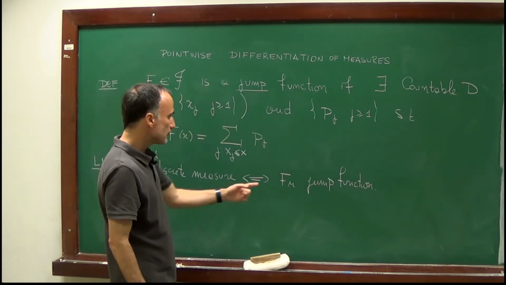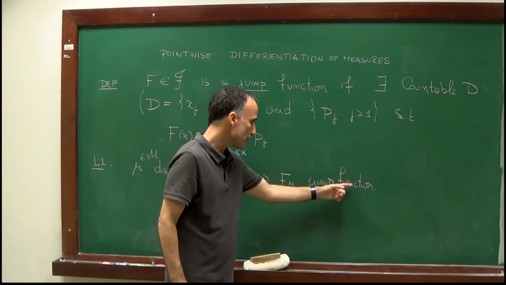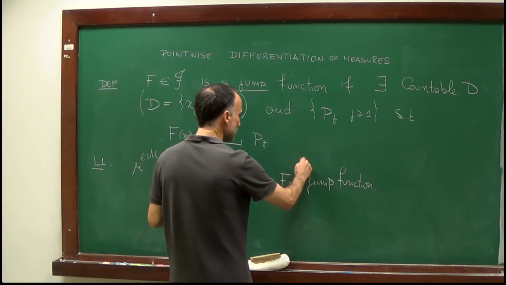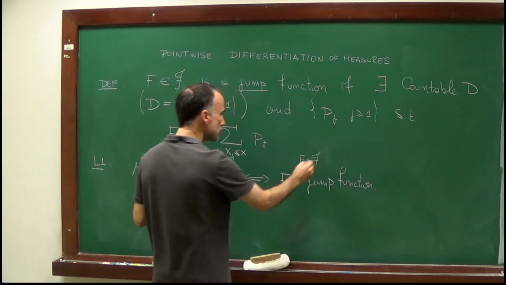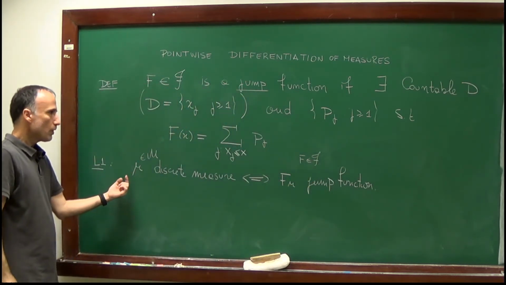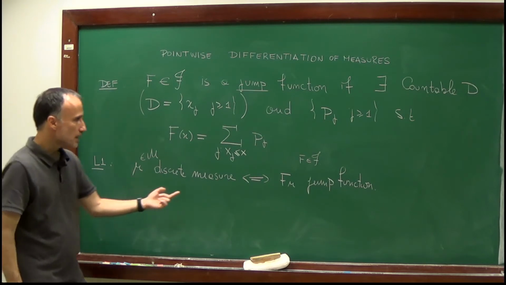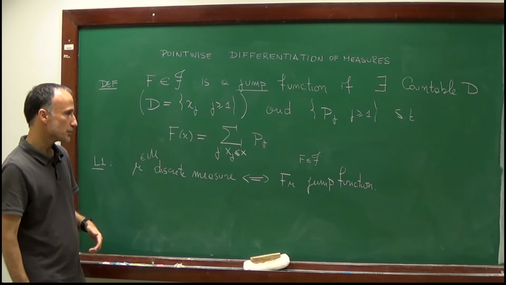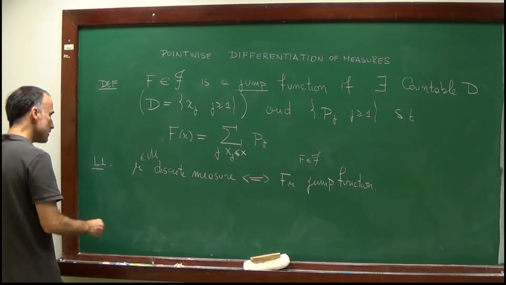And the converse, take a function f, which is a jump function, consider the measure mu f in F. Let's define the measure mu which is associated to that function. I claim that mu is a discrete measure. The proof of this lemma is very simple.